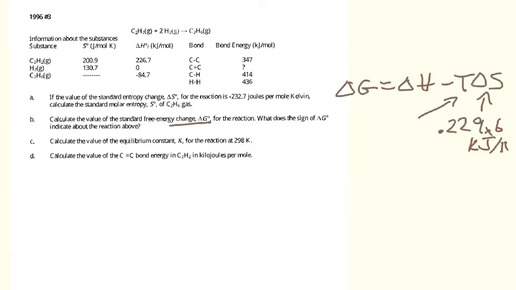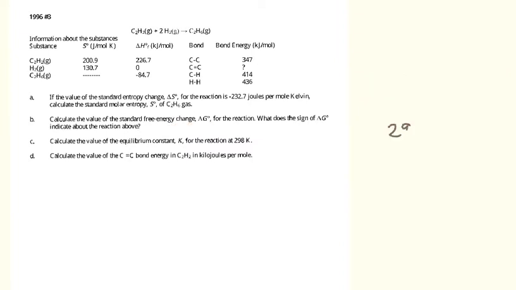Let's see, calculate the value of the free energy. What does the sign indicate? I'm going to go with 298 K. They don't specifically say. Maybe they made an error this year, because the key says they accepted 298 or 273. In any case, we know those 2 values. The thing we need to figure out is delta H, so I'm going to do products minus reactants.